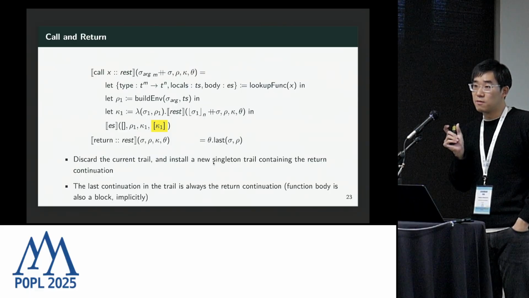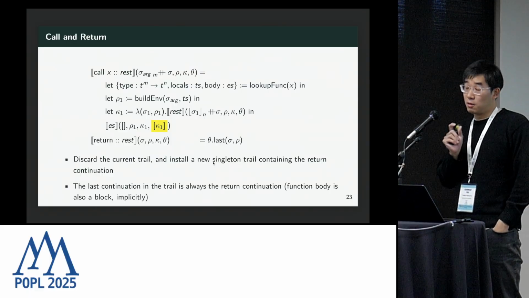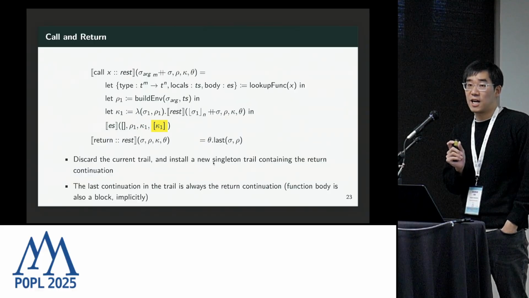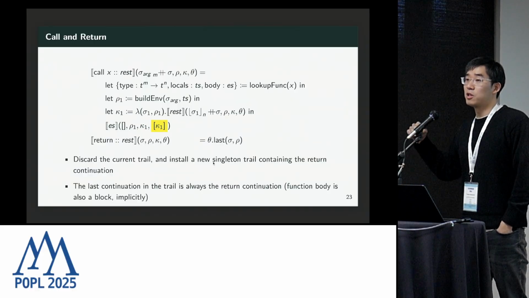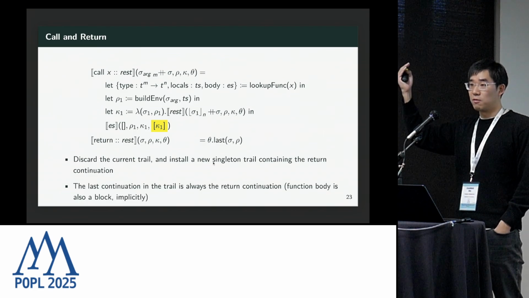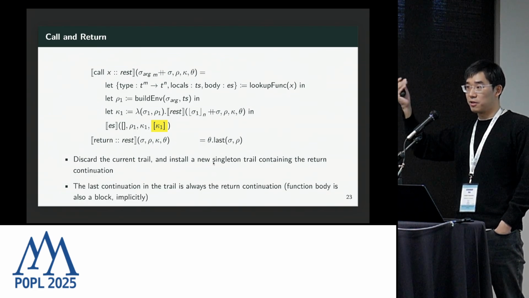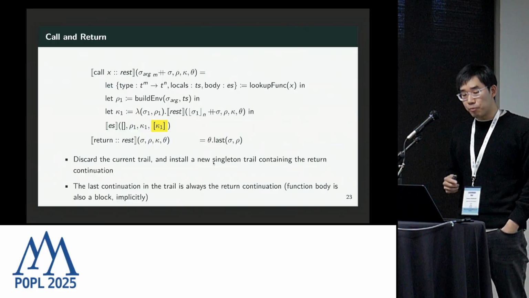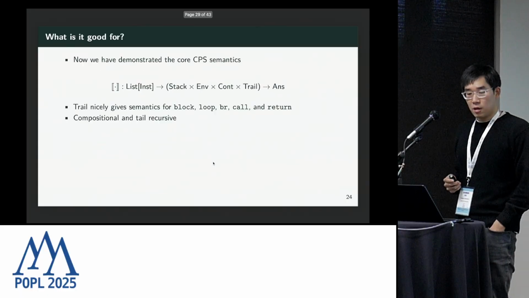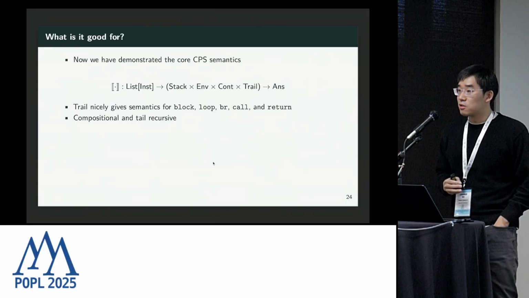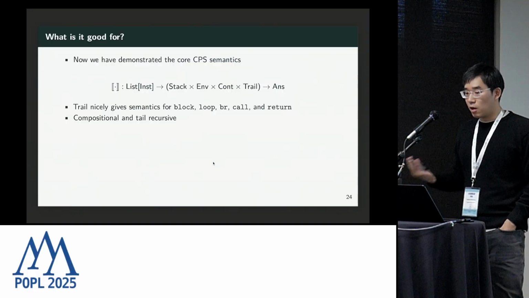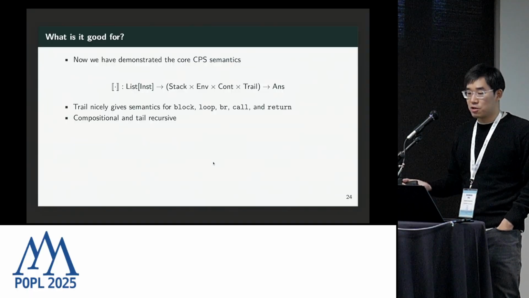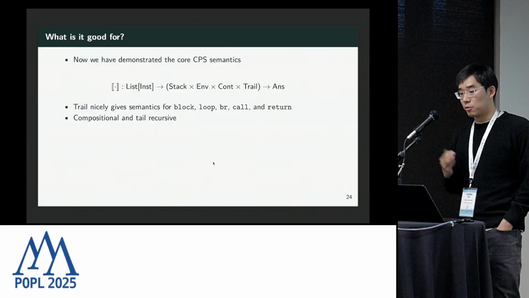And we can sort of treat the return instruction as syntactic sugar for BR. We're always branching to the top level inside of a function, the jump target here, which is always the last element we have in this trail. Okay. Now we have demonstrated this core CPS semantics for WebAssembly, and this trail construction nicely gives semantics for block, loop, BR, call, and return.